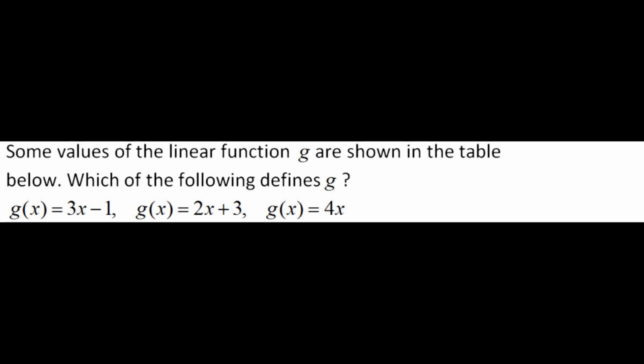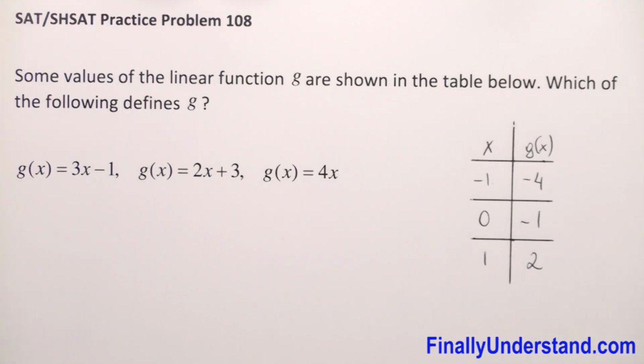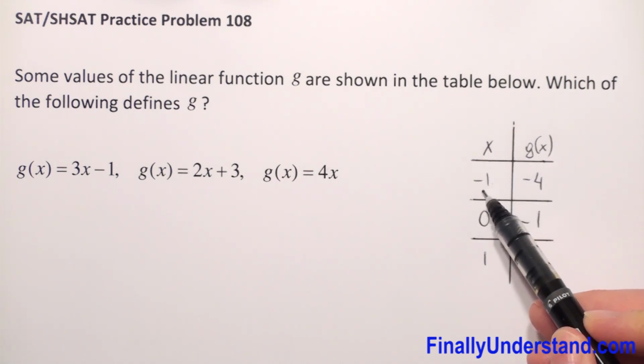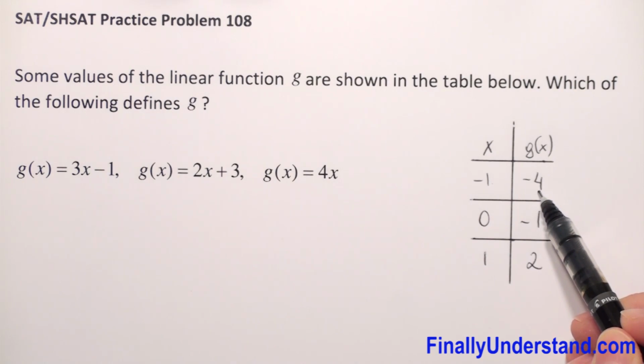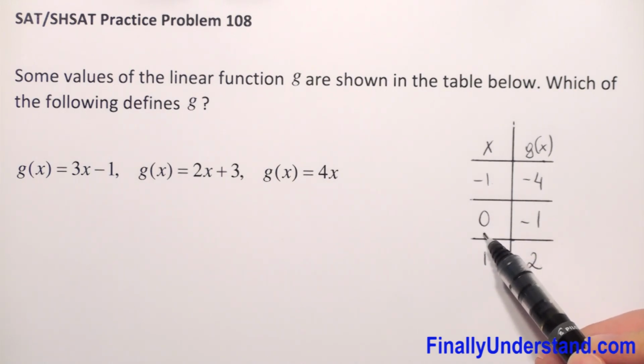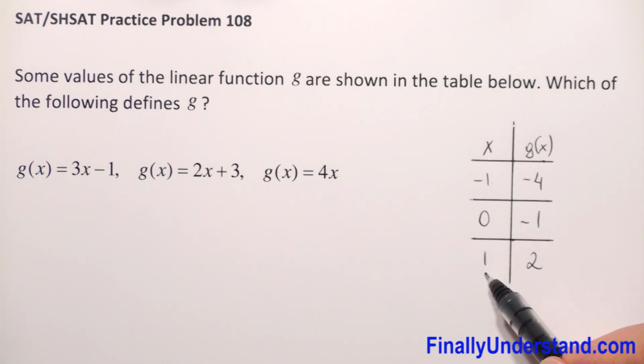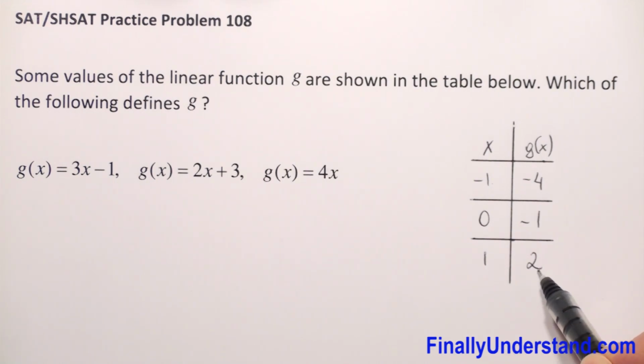Some values of a linear function g are shown in the table below. Which of the following defines g? So we have given in the table for x equals -1, the value of g is -4. For x equals 0, g is -1, and for x equals 1, g is 2.